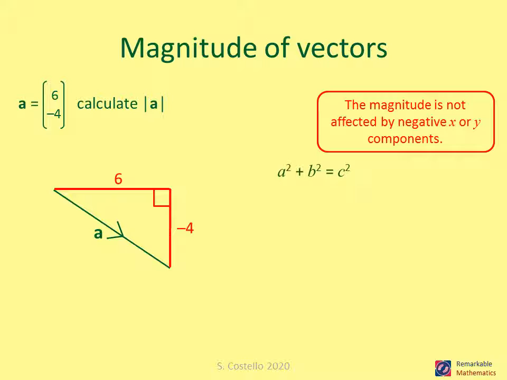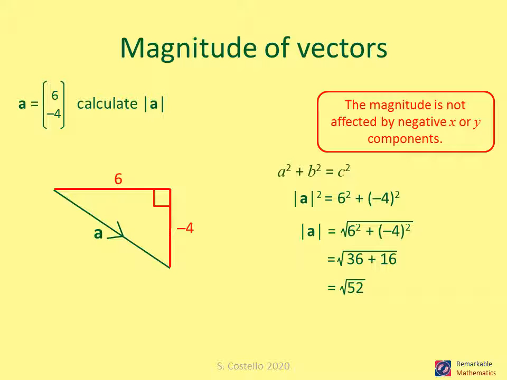So a squared plus b squared equals c squared. The magnitude of A squared is 6 squared plus (-4) squared. So we now calculate this, which gives us the square root of 36 plus 16, the square root of 52. What we should be doing now is thinking thirds. So the magnitude of A is 2 root 13.